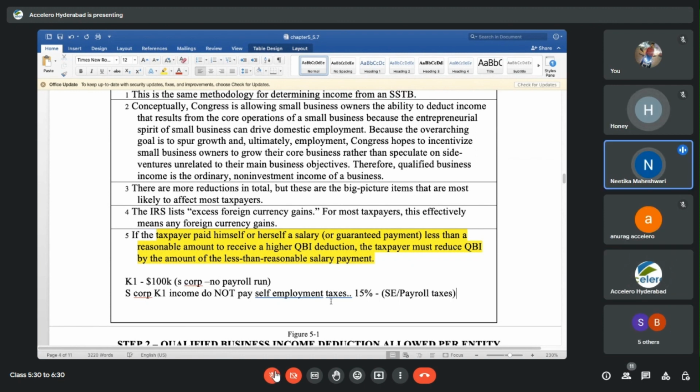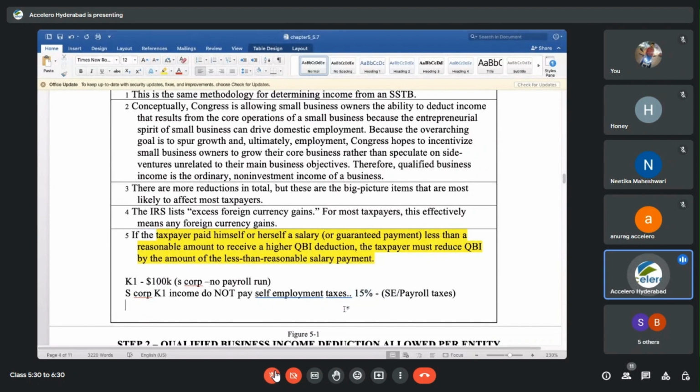Go ahead. Is it Medicare and Social Security tax? Yes, I think that's what Anurag said. Medicare and Social Security. So that's 7.5% borne by the employee and 7.5% borne by the employer. But now there is no payroll run, so there's no question of payroll taxes. Fine, no payroll run, no payroll taxes, agreed. But then there would have to be some self-employment taxes, at the same percentage, but the S corporation gives that benefit: no self-employment taxes.